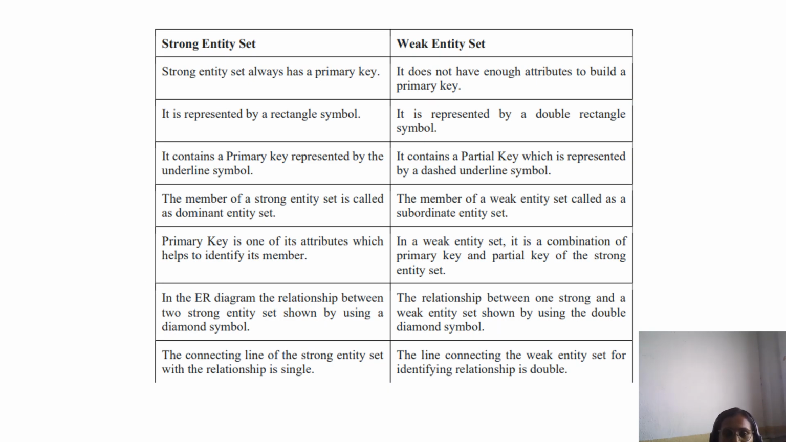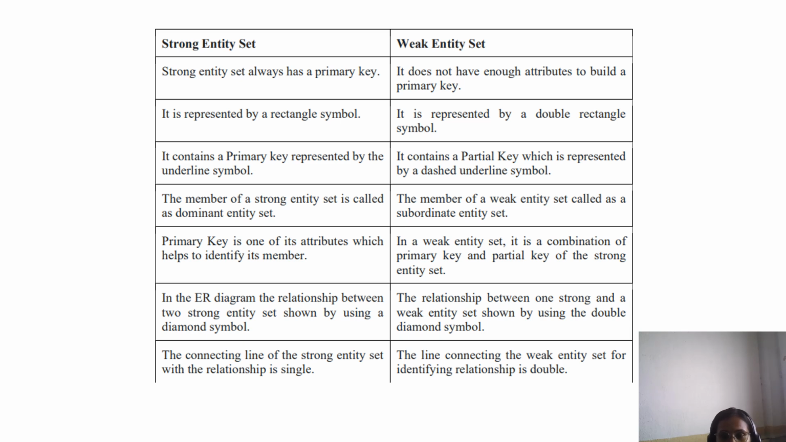So now we can discuss the difference between the strong entity and weak entity. Strong entity set always has a primary key and it is represented by a rectangle symbol. It contains a primary key represented by the underlined symbol. The member of a strong entity is called the dominant entity set. The primary key is one of the attributes which helps to identify its member. In ER diagram, the relationship between two strong entity sets is shown by using a diamond symbol. So the connecting line of the strong entity set with the relationship is single.